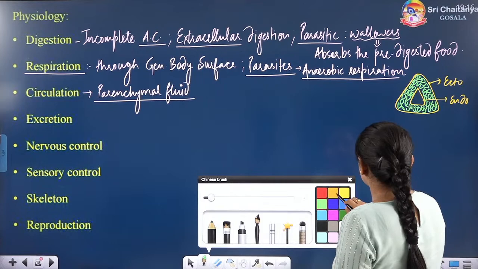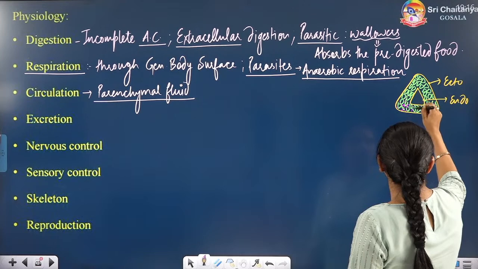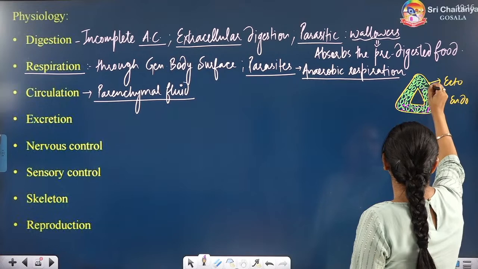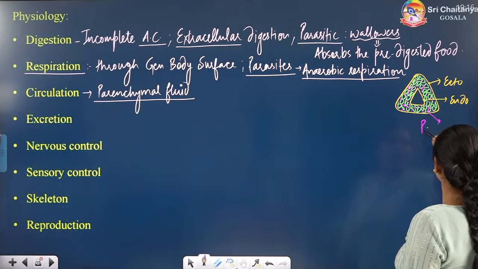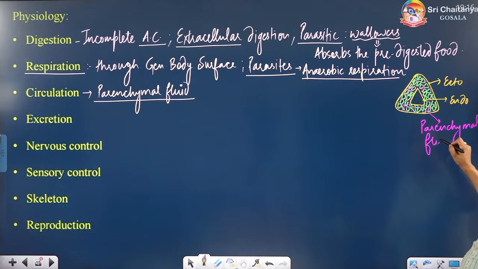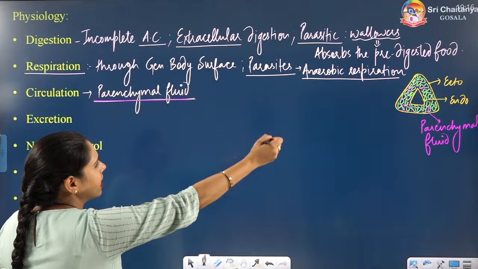Okay, I will take this color here. There will be a fluid I am making in between the cells. So you have to understand that this is the parenchymal fluid through which the circulation will take place. The pink colored one is parenchymal fluid. I hope this color is visible to all of you. Yeah, I think it is visible. So, circulation occurs through the parenchymal fluid. You can see where the parenchymal fluid is present in the mesoderm.